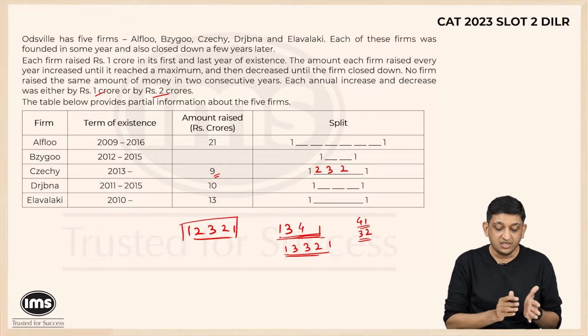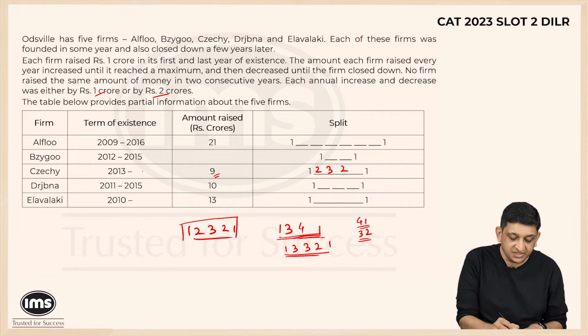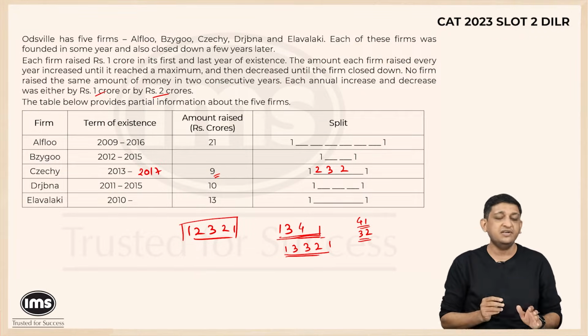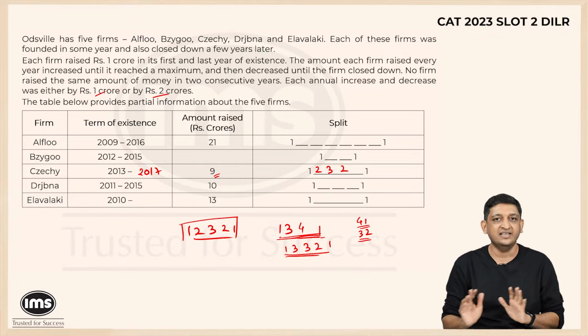I also know that because C has been functional for 5 years, it would have gone from 2013, 14, 15, 16 and 17. So firm C would have stopped operations in 2017. And the split is 1, 2, 3, 2, 1. So I know for sure that the answer to that question will have at least C in it.